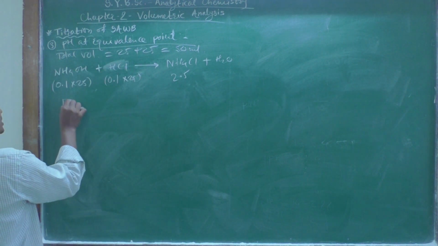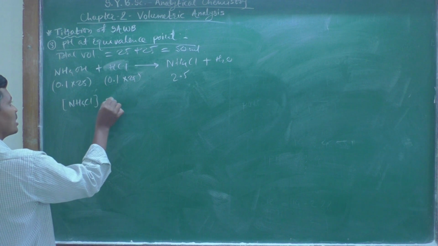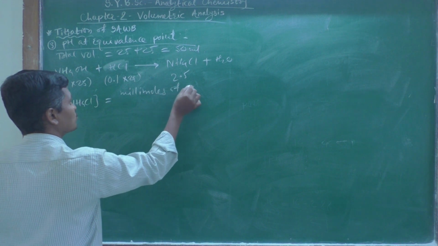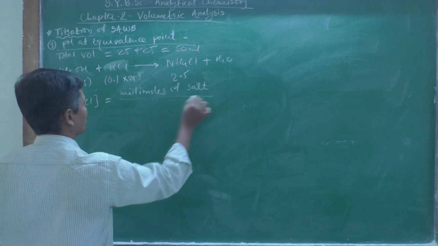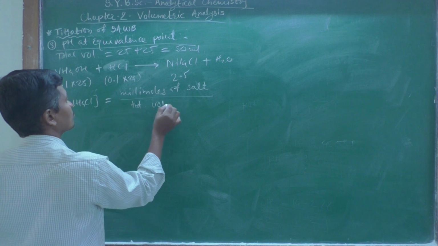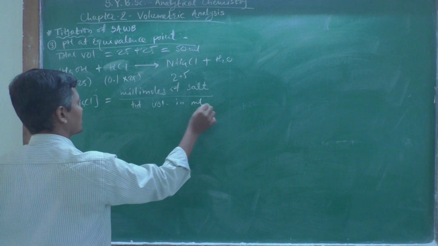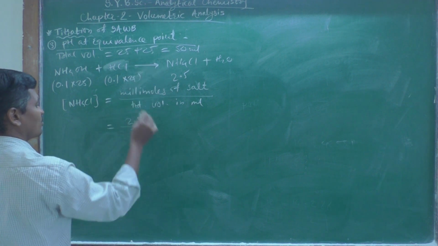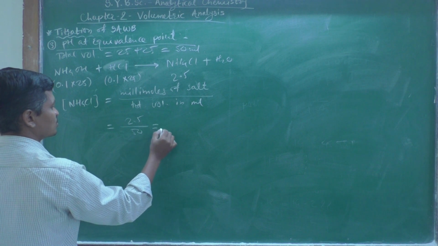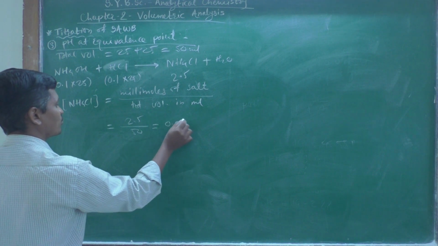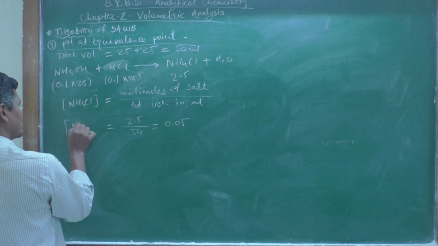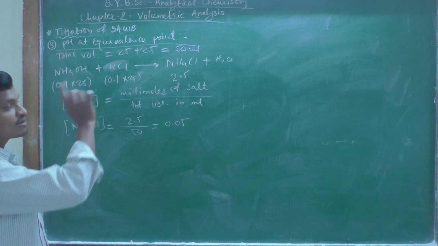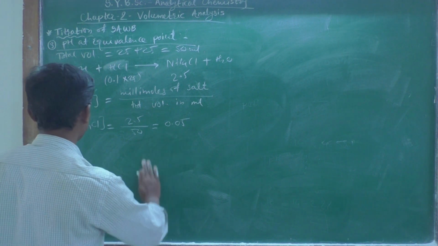Now the concentration of NH4Cl can be calculated: millimoles of salt formed divided by total volume in ml. Millimoles are 2.5 and total volume is 50 ml. So 2.5 divided by 50 is 0.05. This is the concentration of NH4Cl at the equivalence point. Okay, 0.05.